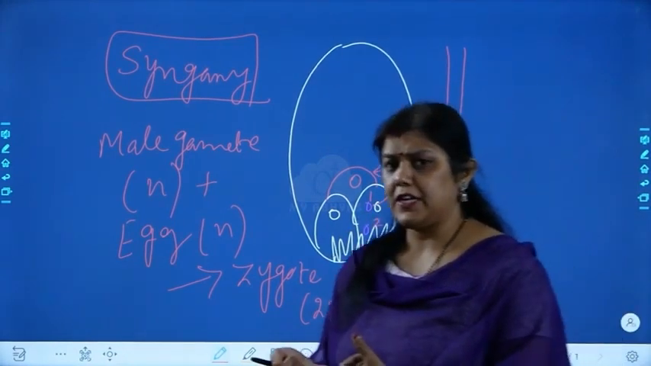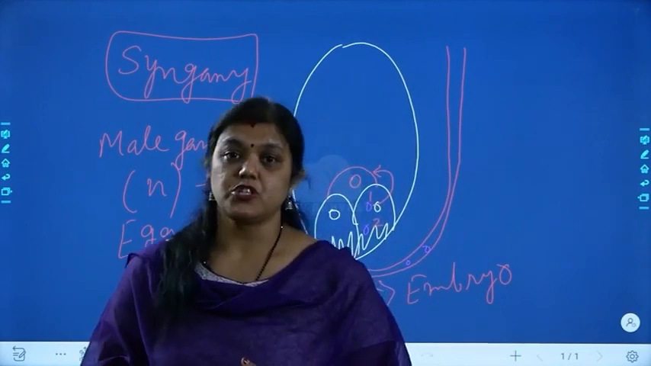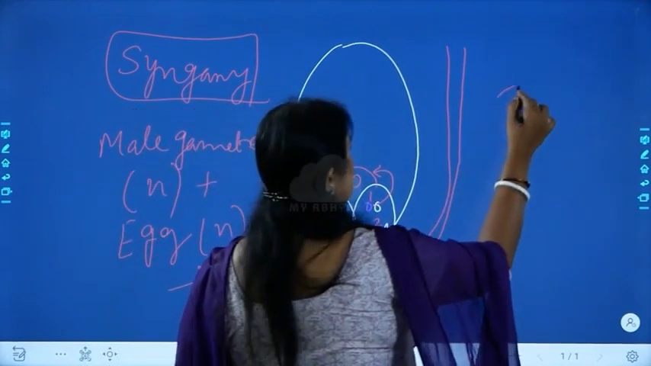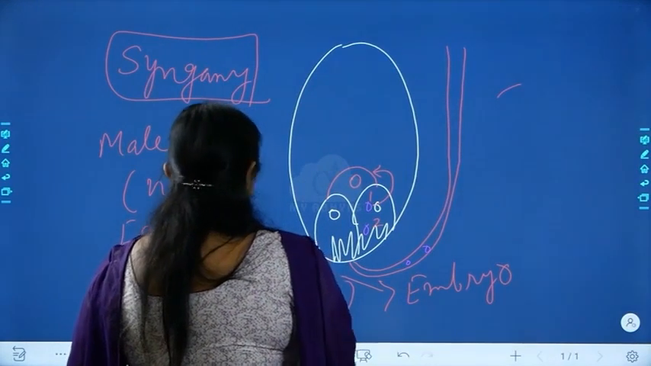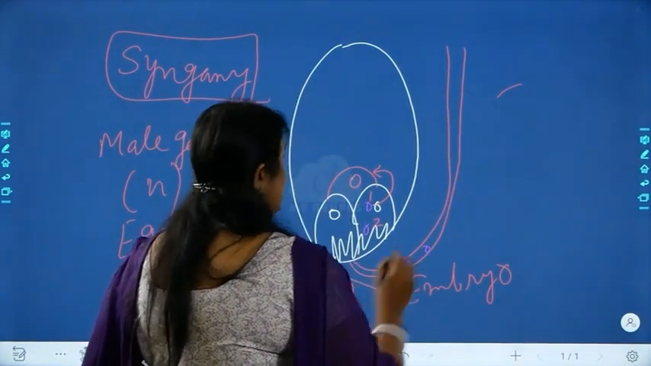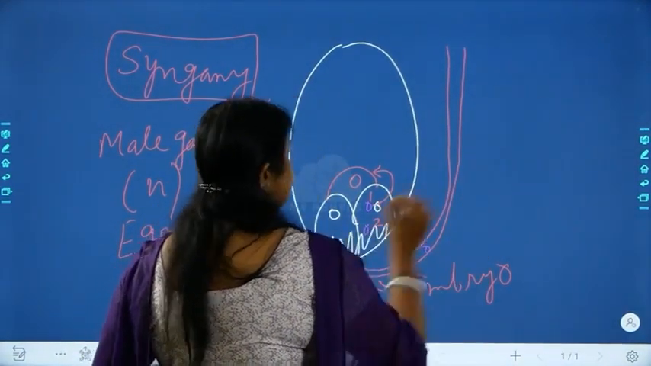What about the second fertilization? The second fertilization is called triple fusion. What is it called? It is called triple fusion.